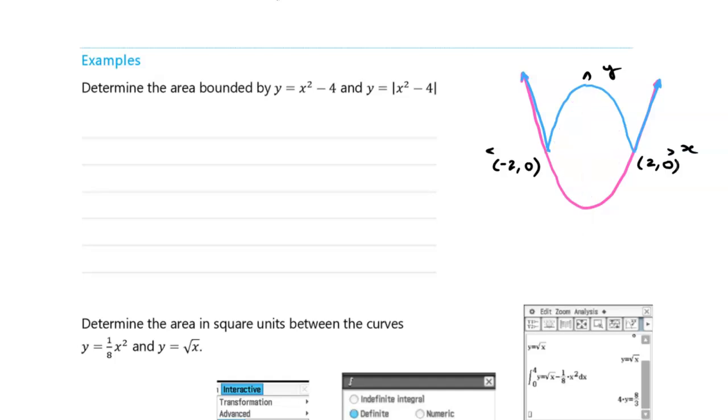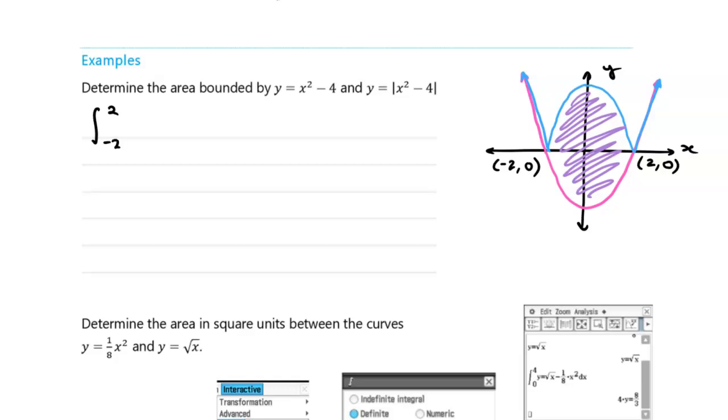So we're really just interested in that region that we've shaded here. Algebraically, we could represent that as going from −2 to 2 of the function that's on top. Now, in that region of interest, the one that's on top is actually this magnitude function. We have |x² − 4|, and we're going to subtract the function that's underneath in that interval, and that's going to be x² − 4.